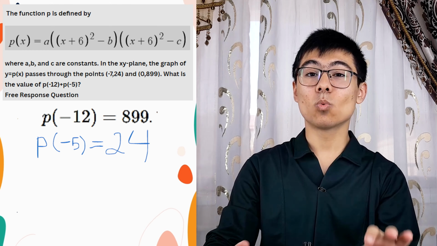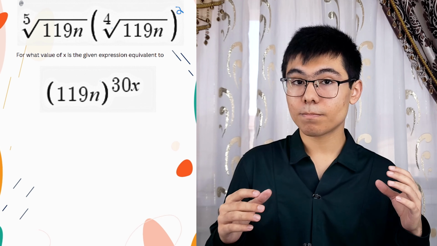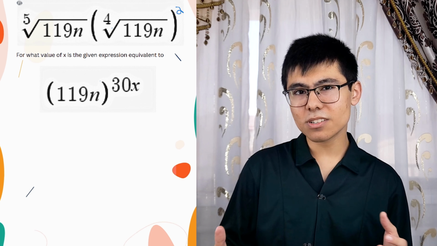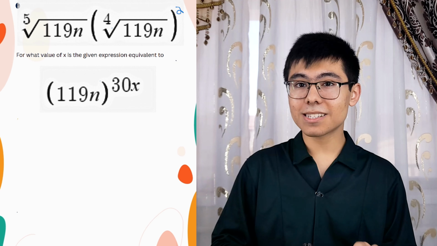Question number 2. Imagine you're walking through a mysterious library filled with all sorts of puzzles and secrets. You come across an expression: fifth root of 119n multiplied by fourth root of 119n squared. And there is a note attached to it saying, find the value of x so that this expression is equivalent to 119n to the power of 30x. At first, it seems straightforward, but as you start exploring, you realize there is more than meets the eye.